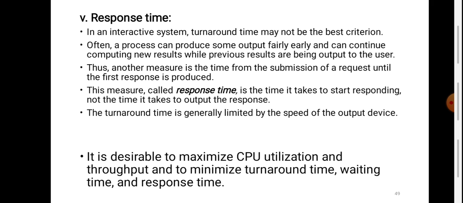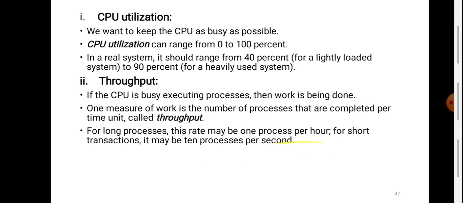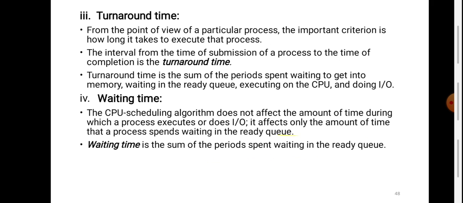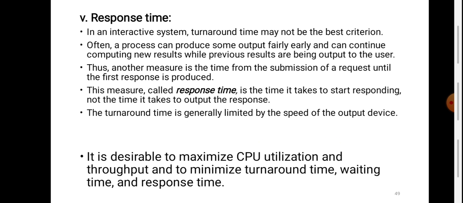Okay, it is necessary to increase the CPU utilization, it is necessary to increase the throughput, and it is necessary to decrease the turnaround time, waiting time, and response time. So among these five criteria, CPU utilization should be more, throughput should be more, and turnaround time, waiting time, and response time should be less.